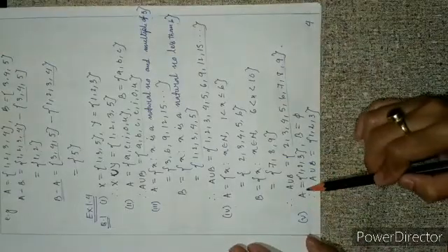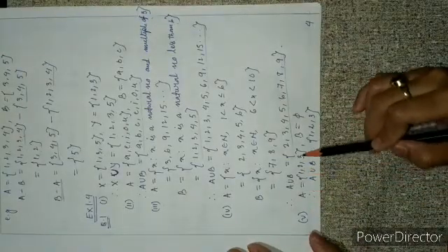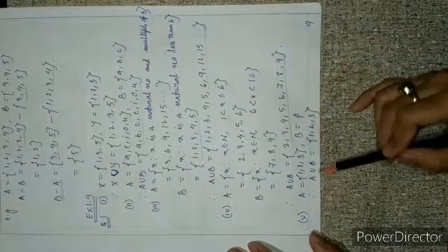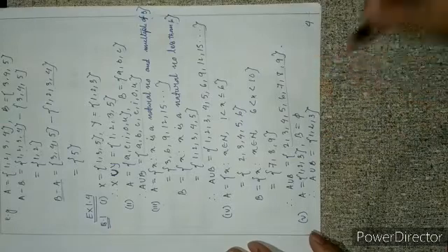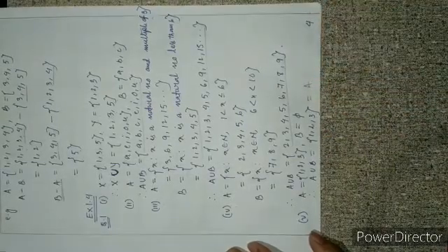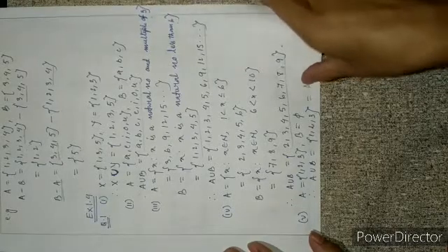Roman number 5: A elements are 1, 2, 3. Here B is equal to phi, which means empty set. A union B will be equal to 1, 2, 3. These are the elements of set A.